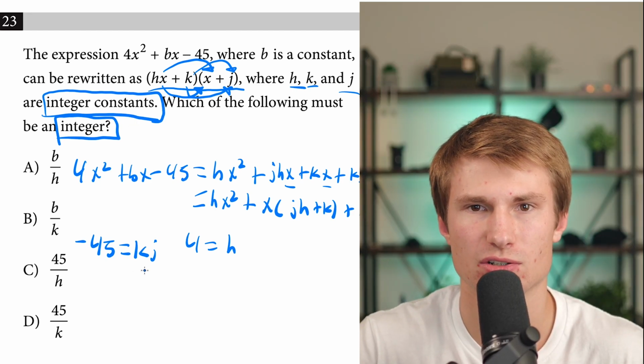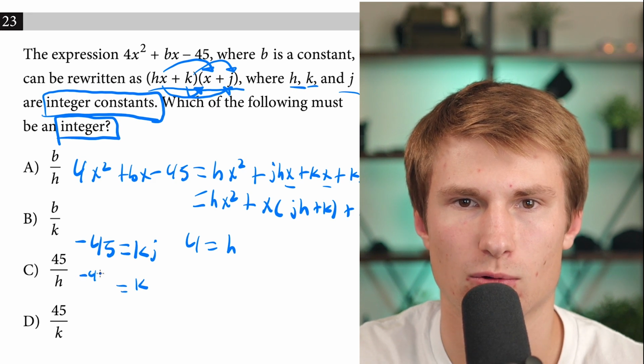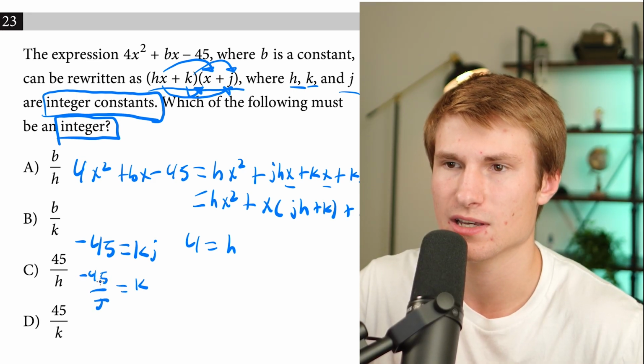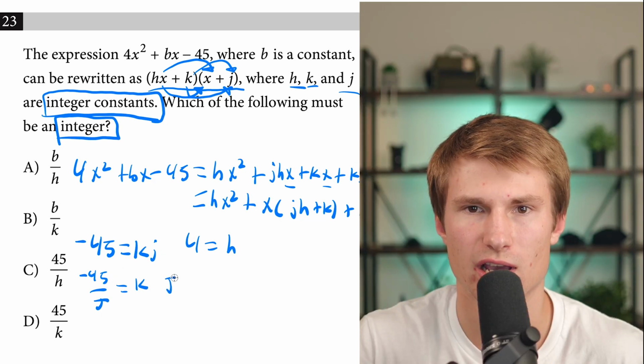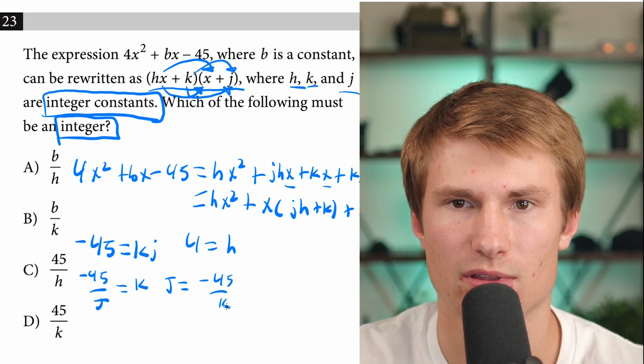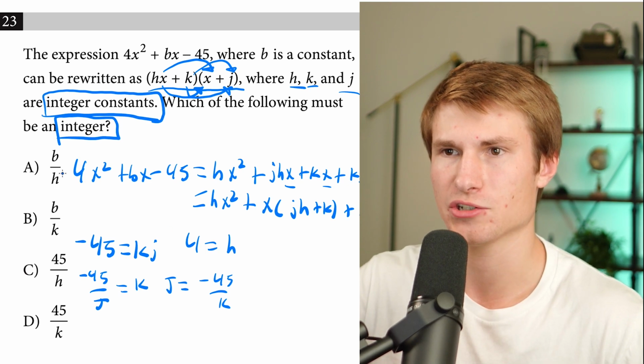Because they have to be integers, I can then state that k must equal negative 45 over j. If we see this, that negative 45 over j, then we know that that's an integer. If we also see that j is equal to negative 45 over k, we know that that would have to be an integer as well. And then obviously the value of just h. So let's go ahead and run through these.